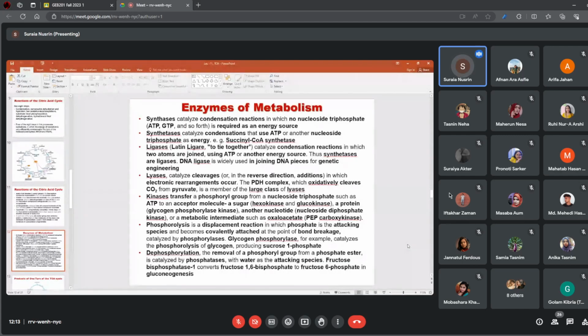Okay, so these are some enzymes which are involved in different metabolic pathways. Some examples we have already seen, but we can correlate them with the examples we are learning in different pathways of metabolism. Is it clear?